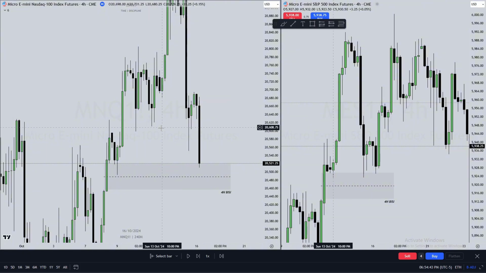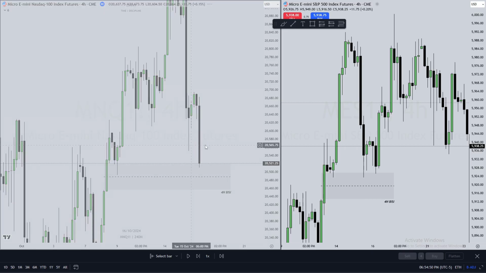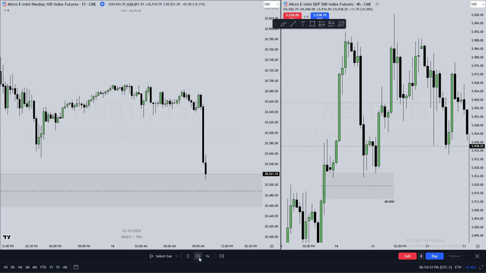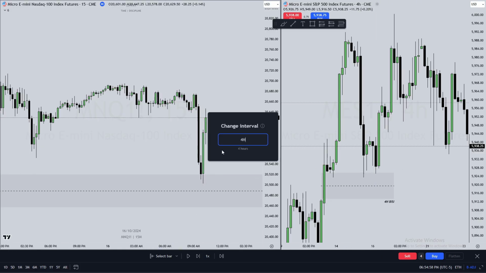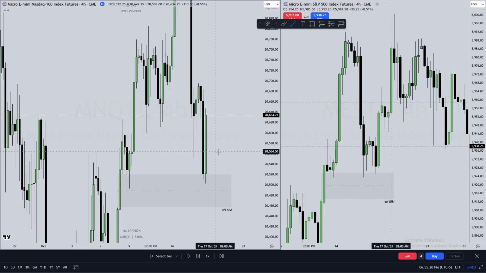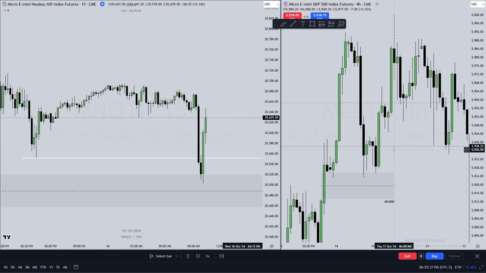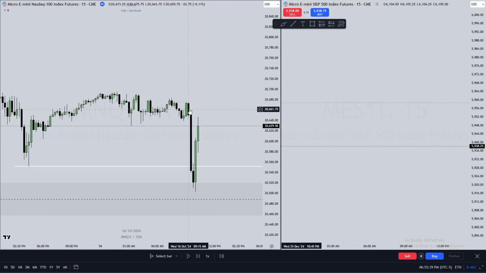This is an example of my model playing out. Right here, we have a 4 hour BISI that we tapped into. We can go down to the lower time frames and take a look at this now. We can fast forward. We have a nice reaction right here, and as you can see with this open right here, we have SMT with ES at this low, as Nasdaq took this low while ES did not take this low. So we have SMT, a tap into a higher time frame PD array. If we go down to the lower time frames, we have a SysD above this high.